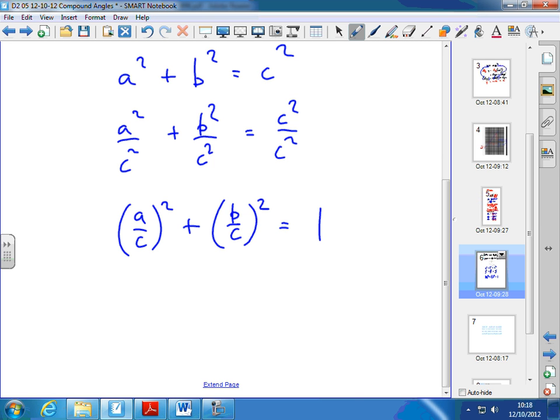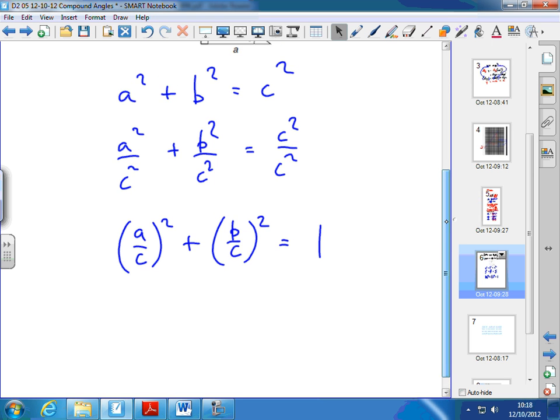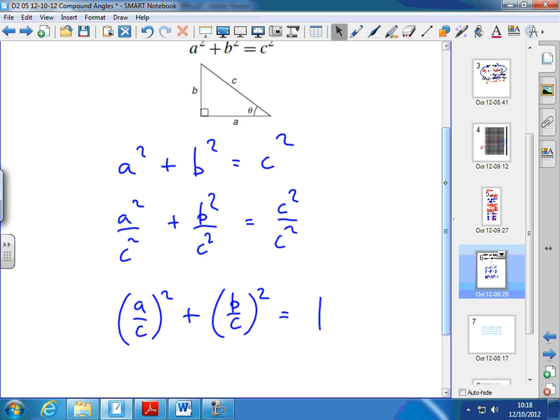Couldn't we? Okay. Now if we look at a over c, the cosine, to do with this angle, look, a is the adjacent to the angle, c is the hypotenuse to the angle, so that's to do with cosine. So instead of writing a over c, we could write the cosine of theta.